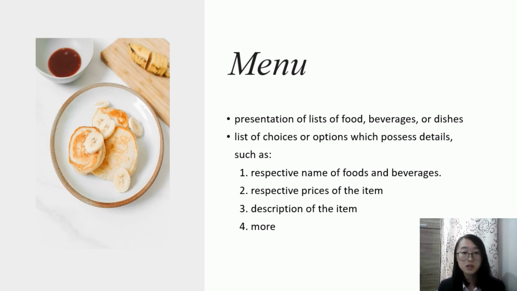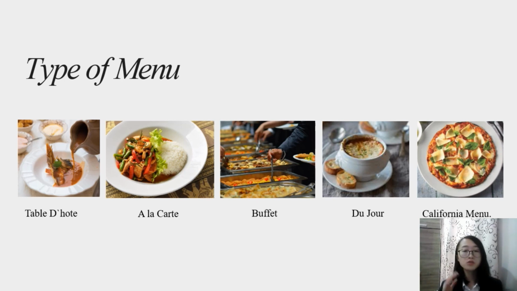It is a list of choices or options that consists of details like the respective name of the food, name of the beverage, price of the items, description of the items, and more depending on the type of the menu. The menu is an important planning tool for running an F&B business. Menus differ in terms of information, purpose, and occasions. They are categorized into 5 types, which are table d'hote, a la carte, buffet, du jour, and California menu.